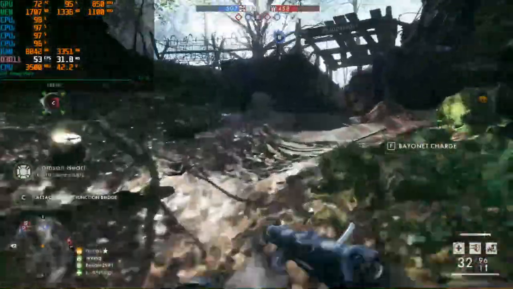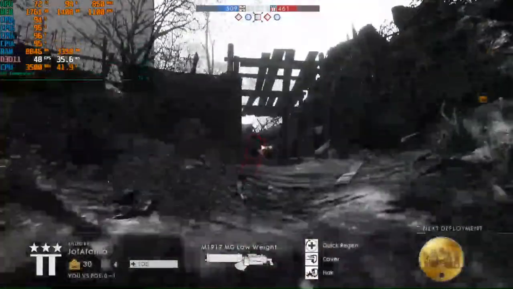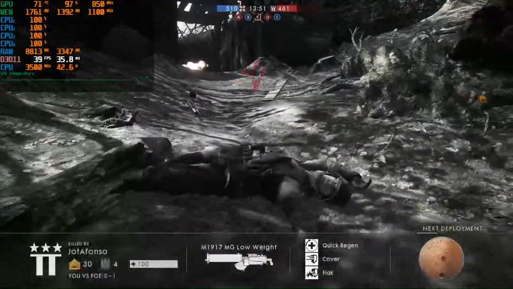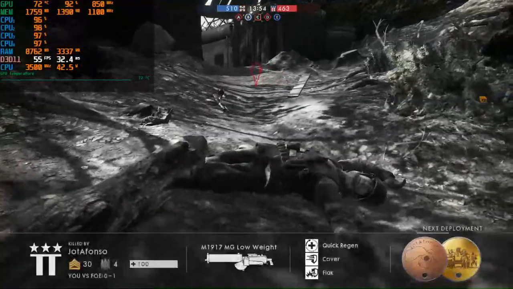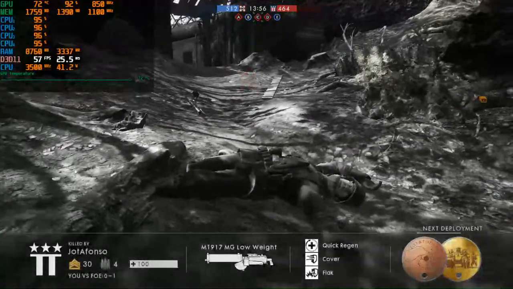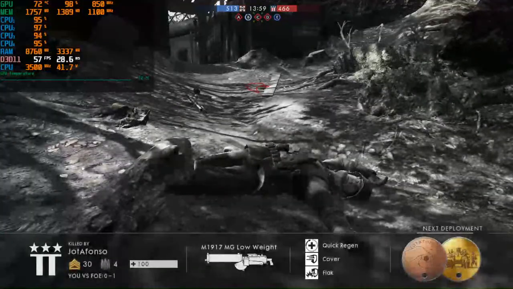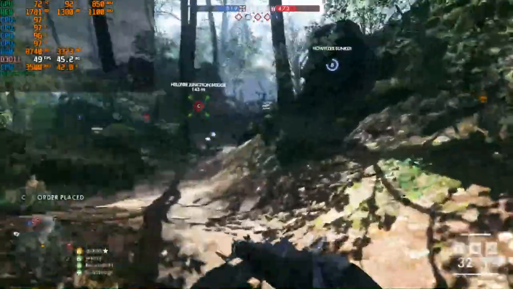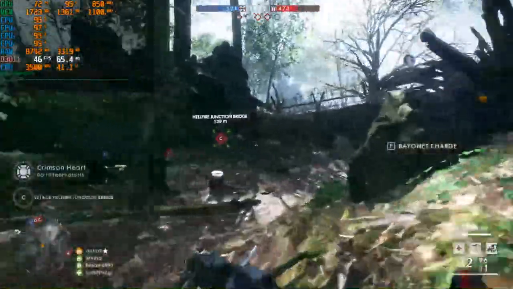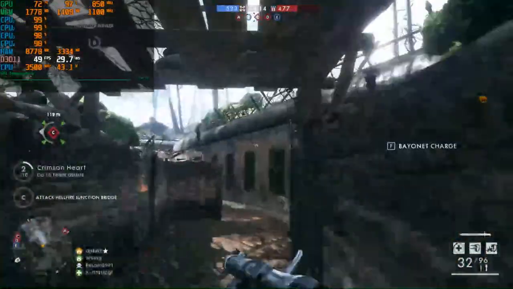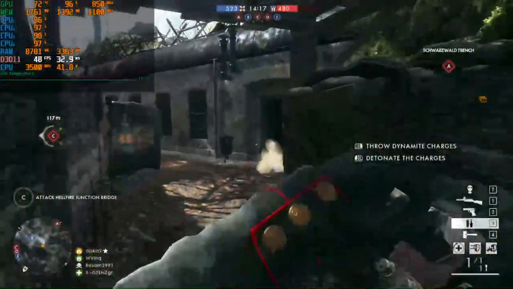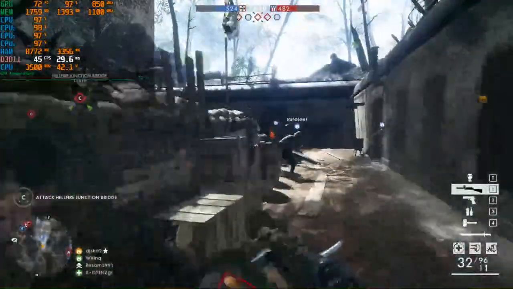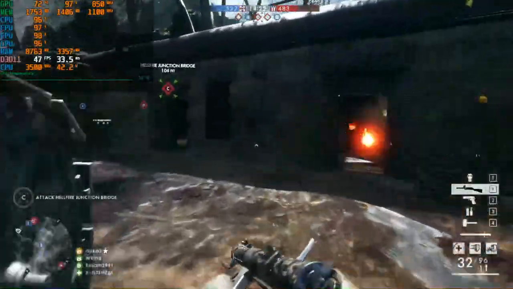So in medium we have lower CPU utilization than we have in low settings. That means that is really a bottleneck over there. So in medium the graphics card is already bottlenecking the CPU. That's why we have less CPU utilization in medium settings than in low settings, where we have a higher CPU utilization, because the graphics card is bottlenecking it. That's basically it. So there you go.